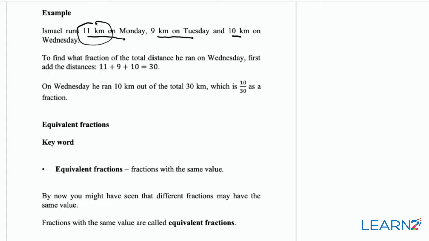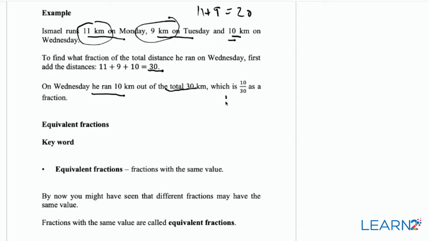So if we say 11 kilometers on Monday plus 9, 11 plus the 9 is going to give us 20. And then there's another 10 kilometers. So in total, we've run 30 kilometers. What would you do if I said on Wednesday he ran 10 kilometers out of the total of 30? What is that as a fraction?